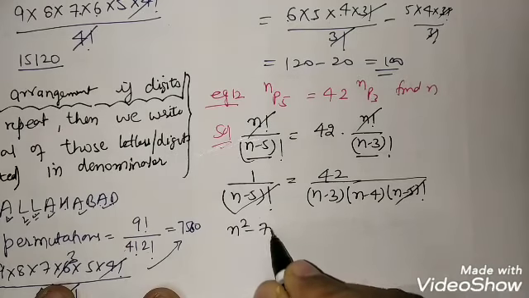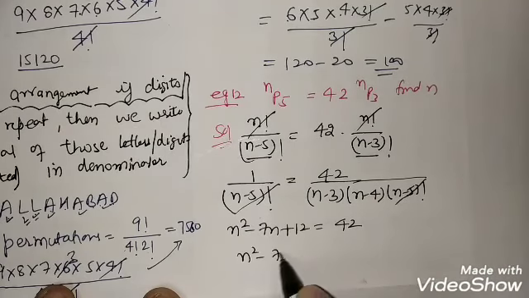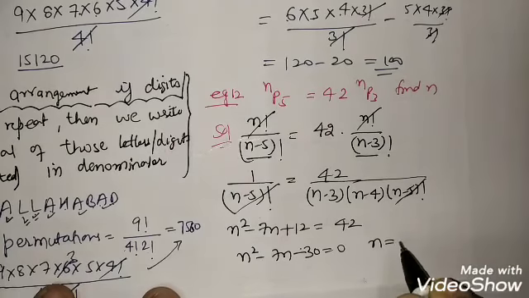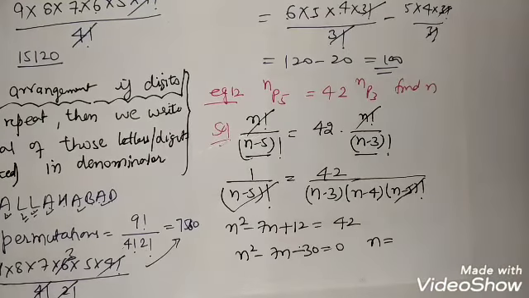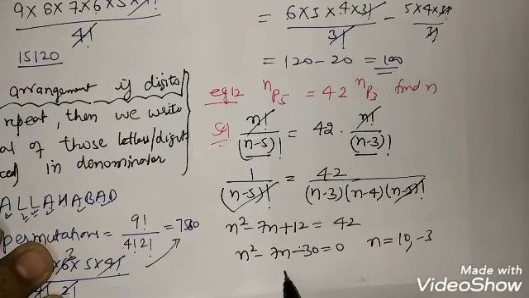It is n square minus 7n plus 12 equal to 42. Make it a quadratic equation: n square minus 7n minus 30 equal to 0. The values of n are 10 and minus 3. Therefore, n equals 10. Done. Hope you got this particular question.